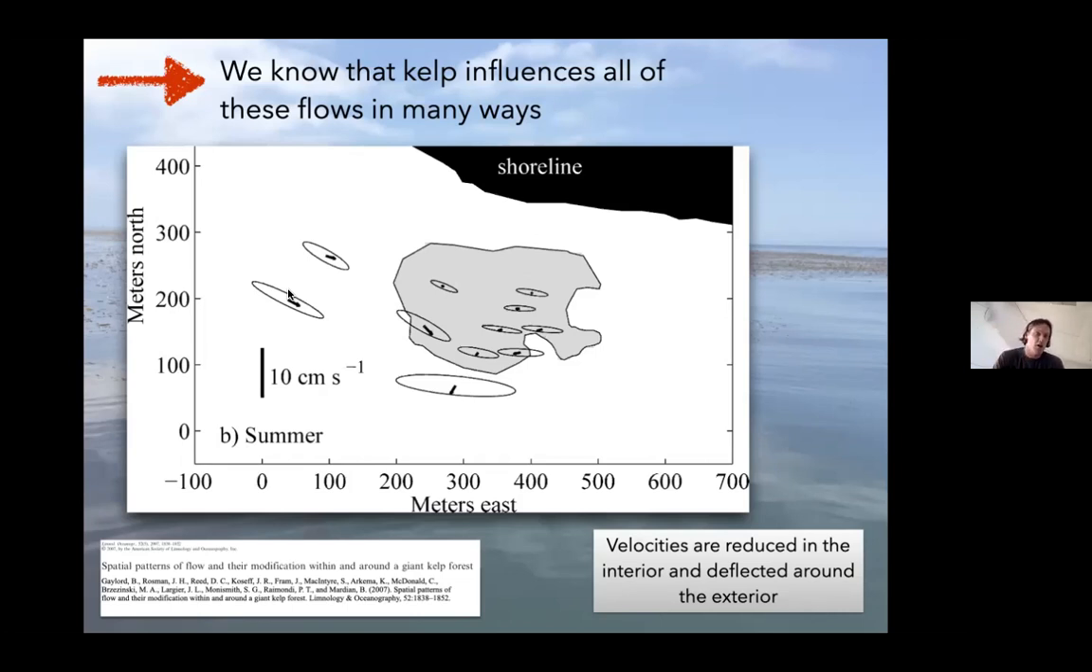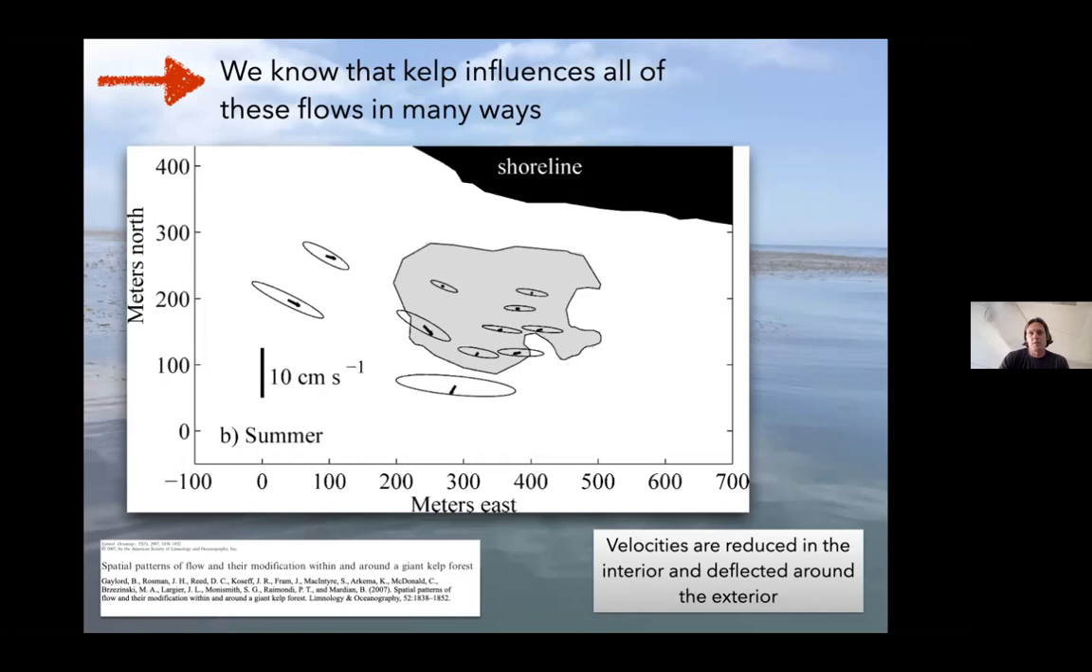The larger the ellipse, the faster the flow. The direction of the arrow represents the phase within the flow. So you can see that there's a slight change in terms of the phasing of these flows. But the main thing to take away from this is that the ellipses, or the currents, are reduced within the kelp forest compared to outside the kelp forest.